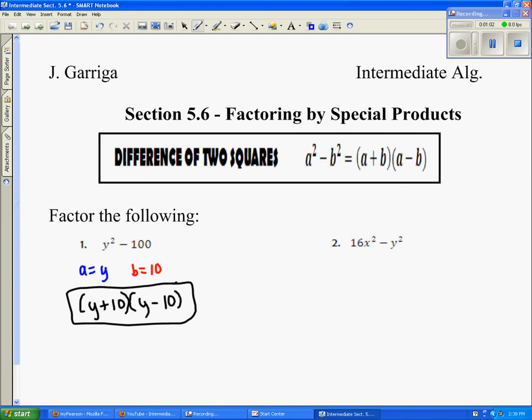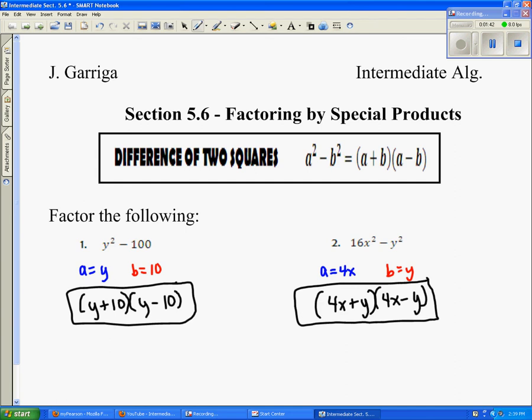Alright, so we look at equation 2. We want to know what is a. What squared, in this first term, gives me 16? Well, that's a 4. And what squared gives me x squared? So that's my a. Now I need to determine my b. My b is going to be what variable squared gives me y squared? So it's going to be a y. Now once I have my a and my b, I just say a plus b, a minus b.